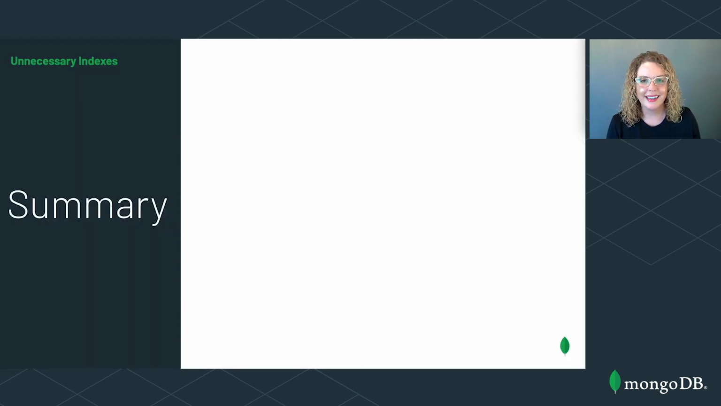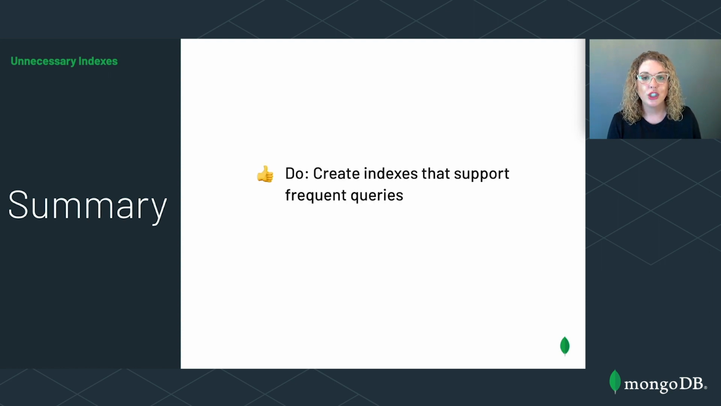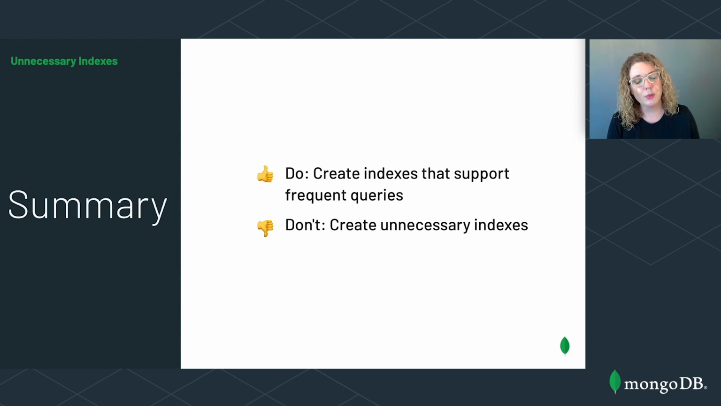So let's summarize this unnecessary indexes anti-pattern. Do create indexes that support frequently run queries. Remember that indexes increase read query performance. Don't create unnecessary indexes. Unnecessary indexes reduce performance and take up space. An index is considered to be unnecessary if it's not frequently used by queries or it's redundant because another compound index covers it. You can use the Atlas Data Explorer or MongoDB Compass to help you discover how frequently your indexes are being used. When you discover an index is unnecessary, remove it.